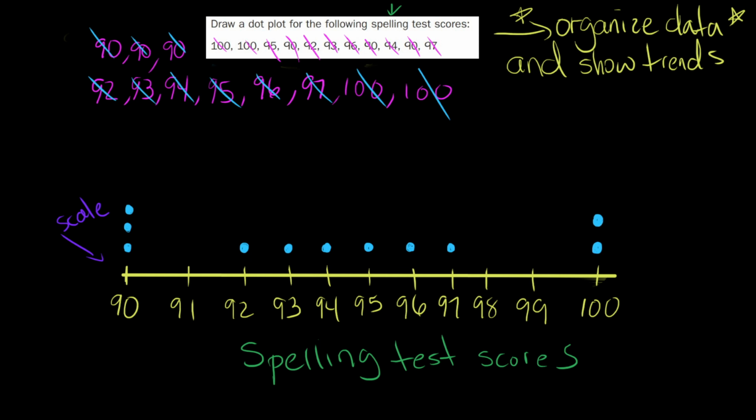Okay, so we have successfully made a dot plot for spelling tests in a class. And you can see why this is really useful, because you can visually notice how people scored on the spelling test. Seems like 3 did low, 3 did really well, and then the majority of people fell in this range between 92 and 97. Okay, that is how you make a dot plot. Happy learning, and I'll see you in the next video.